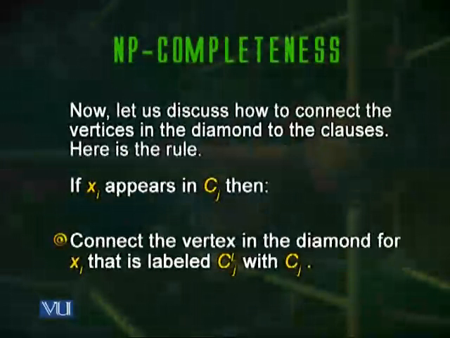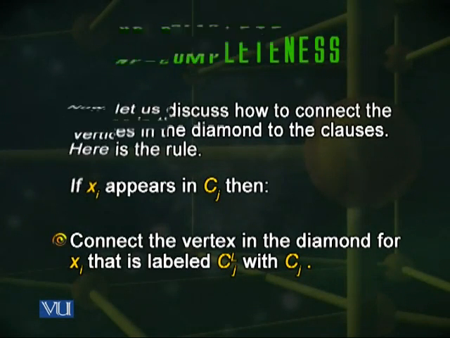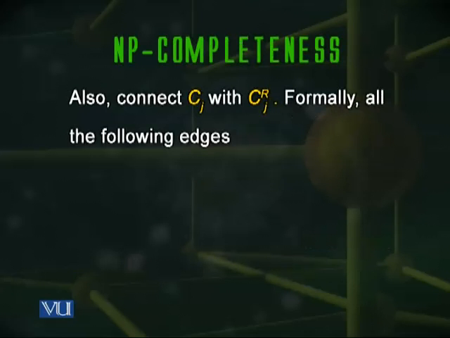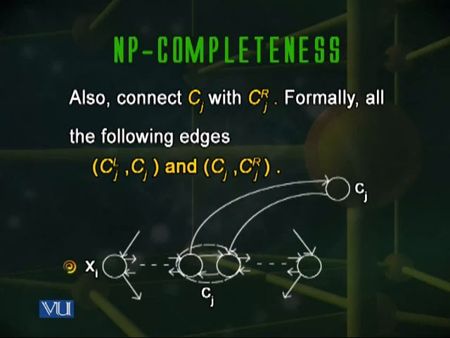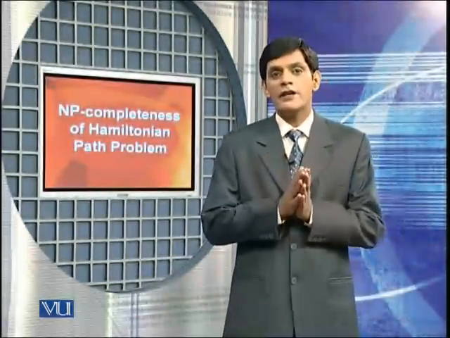We will connect the vertex in the diamond for xi that is labeled C sub jl with the clause vertex Cj. We will also connect the clause vertex Cj with C sub jr. Formally, we'll be adding the following edges. The first edge is C sub j sup l, comma C sub j, and the second edge is C sub j, comma C sub j sup r. Here is a picture of this. As you know, this graph is a directed graph. Therefore, all the edges in this graph have a direction.